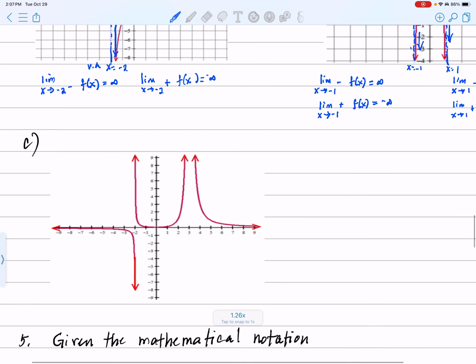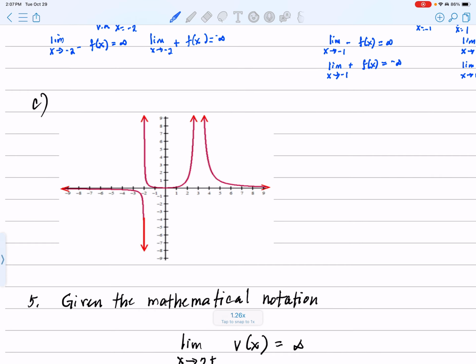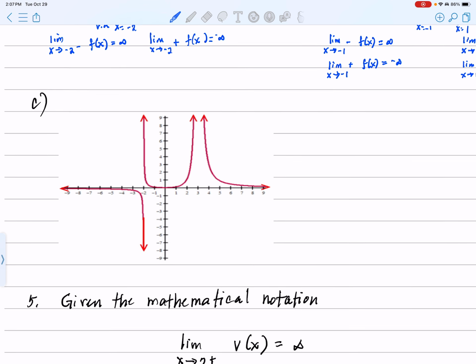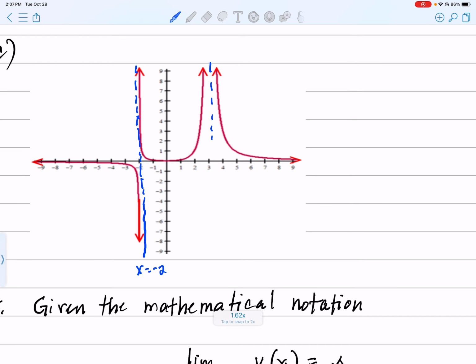Let's have the last figure. All right. Let's look at where we can draw our vertical asymptote here. X equals -2. We have, okay, we can have here. I'm going to make this bigger. So at X equals 3. So we have two vertical asymptotes here, at X equals -2 and X equals 3.